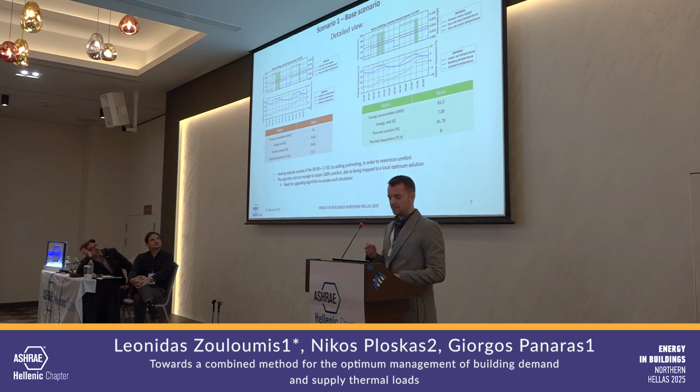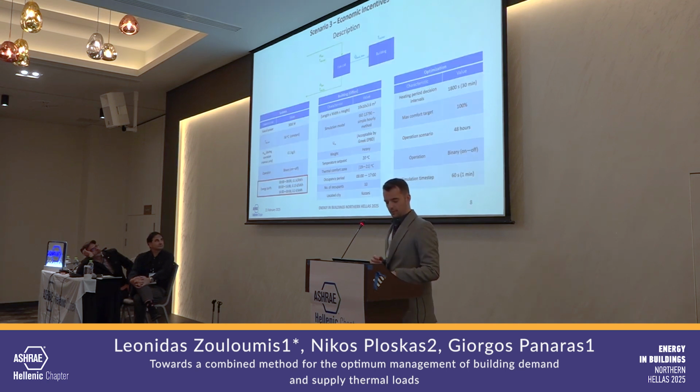And when we move to the detailed view, we can see on the graphs the operation both of the building and the thermal systems. And we can see that the algorithm is able to use preheating by itself in order to maximize comfort. However, in the green optimal comfort scenario, while we wanted to achieve 100% thermal comfort, we only managed to get 91, which means that the algorithm was trapped in a local optima.